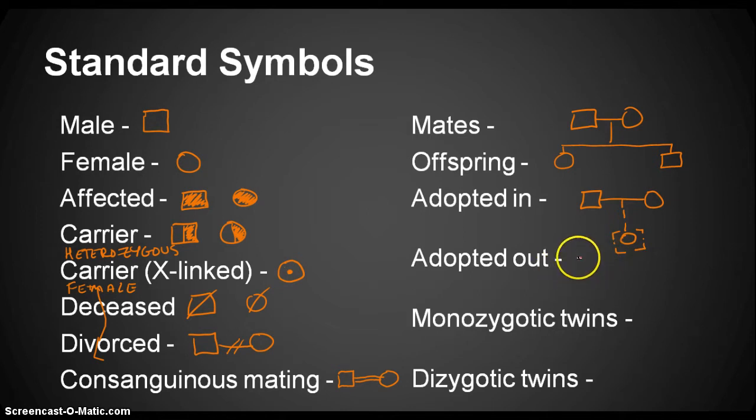If we are putting a child up for adoption, then they are a part of this bloodline, and so we connect them with a vertical line. But this time they're leaving the family, so we take a solid bracket and put that individual within the solid bracket. The last thing we want to go over is twins. Monozygotic means we have identical twins.